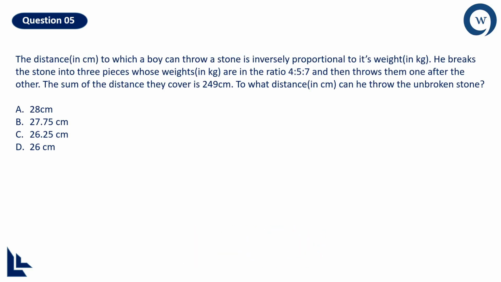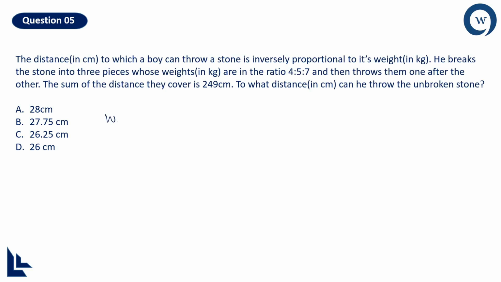Amazing. I hope that everyone has got the answer. Let us check how to solve this problem. The first thing given in the question is that the distance to which a boy can throw a stone is inversely proportional to its weight in kg, and the distance is given in centimeter. He breaks the stone into 3 pieces whose weights are in the ratio 4:5:7.